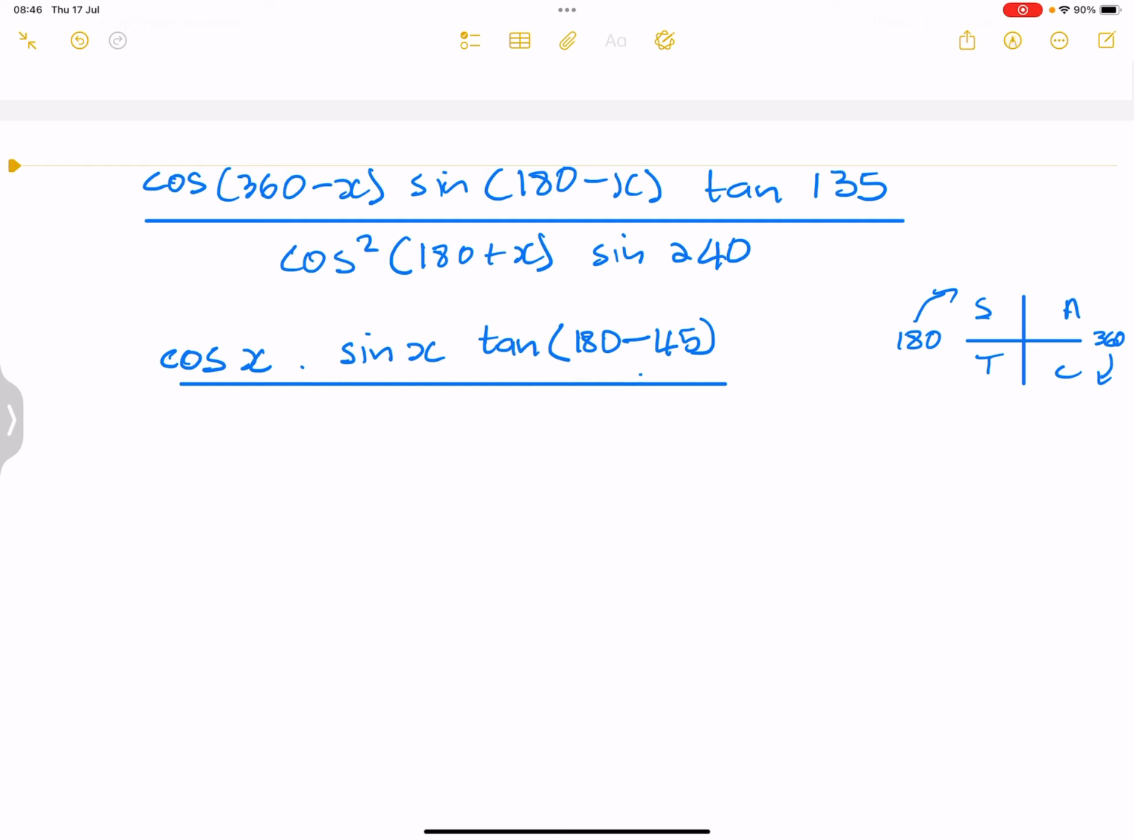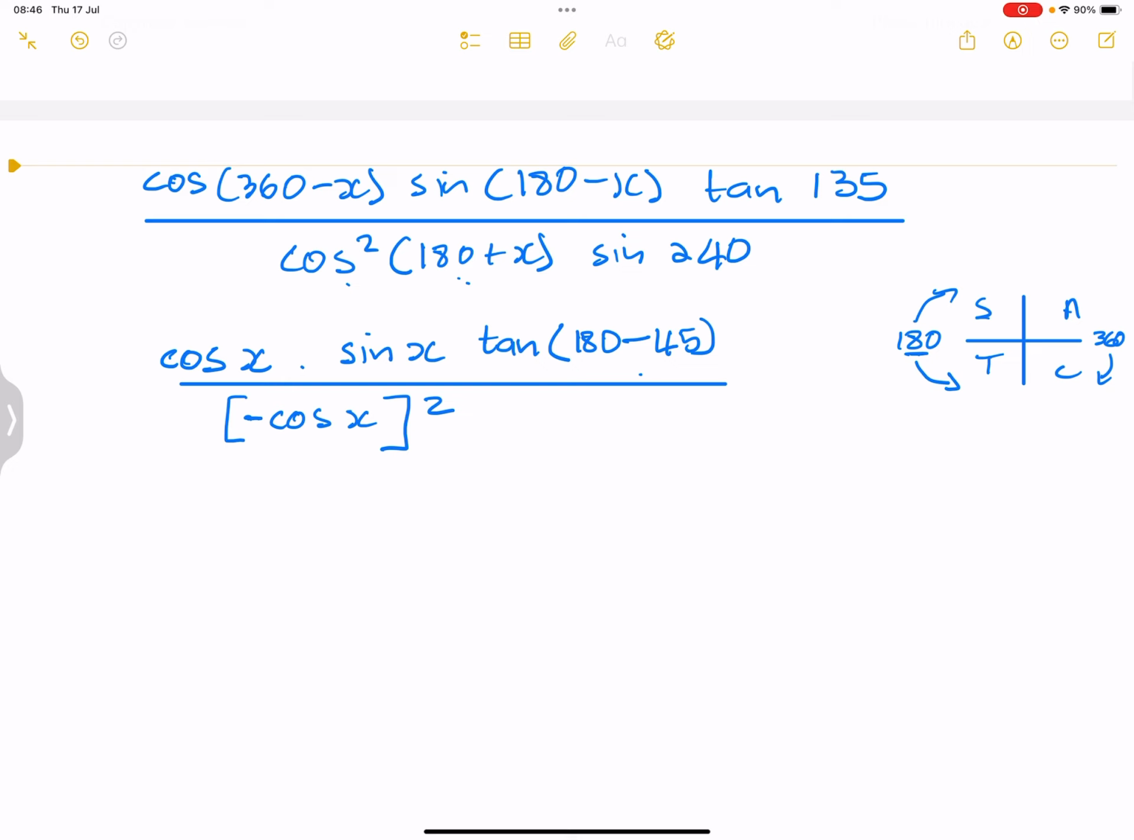Right, now I've got cos squared of 180 plus x. So 180 plus x, that's in the third quadrant. So cos is negative. So this will be negative the cosine of x, but remember it is squared, so we are going to square the entire thing, right? So this is multiplied by sine of 240.